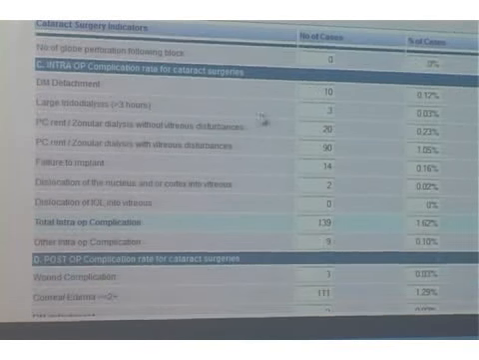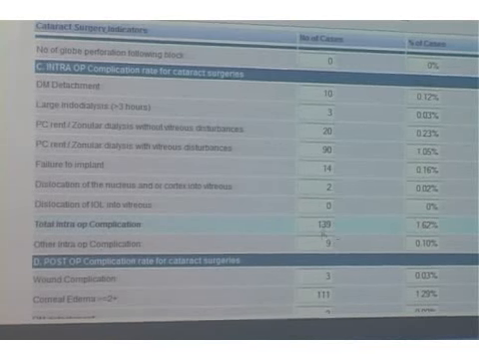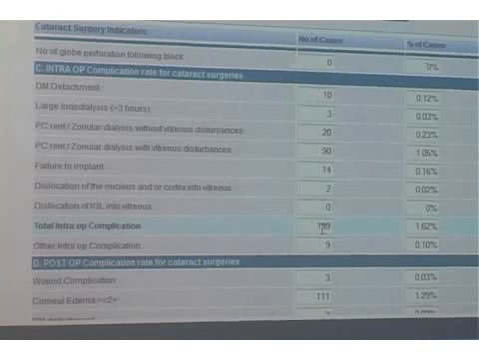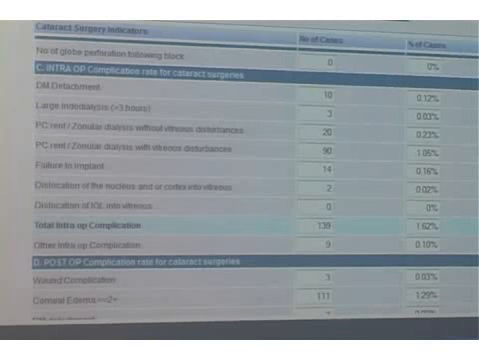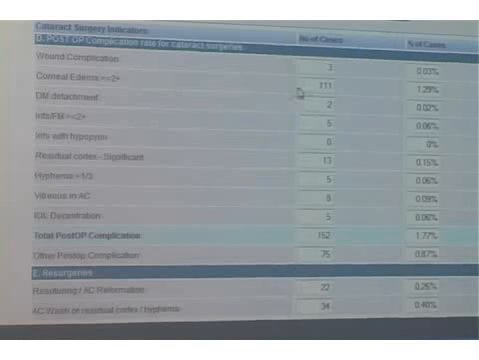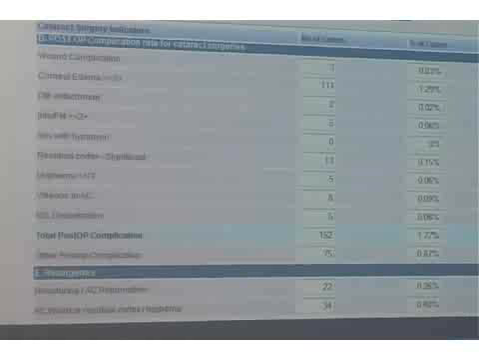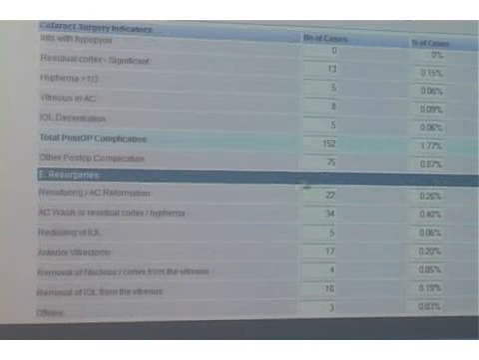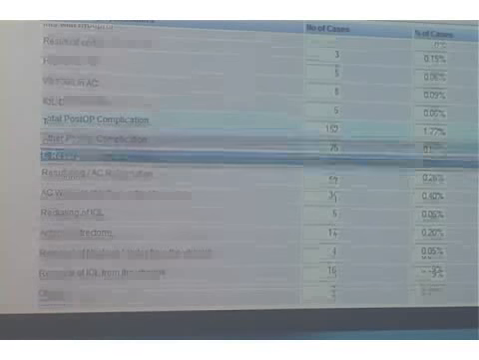And then this is the intraoperative complication. How many DM detachments? As you can see, there were 139 complications across paying, free, and all that, which accounts for about 1.62%. And then this is the post-operative complication. The common one is corneal edema, at about 1.29%. We also capture other insignificant complications, just to see, which may not affect the outcome.